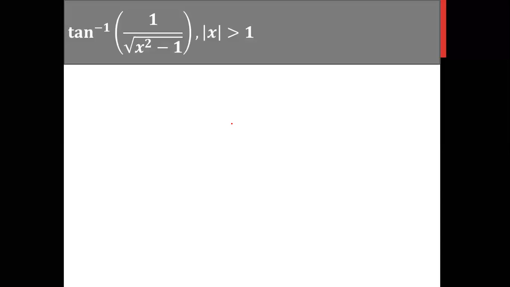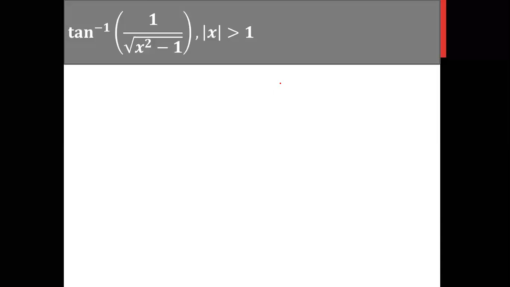So the question is tan inverse of 1 by square root of x square minus 1. First, observe that I need tan inverse of tan to come, correct? But there it is 1 by something. Check properly the substitution. It is not secant theta, it is not tan theta, it is not cot theta. See, it is cosecant theta. Good Sahana, it is cosecant theta.